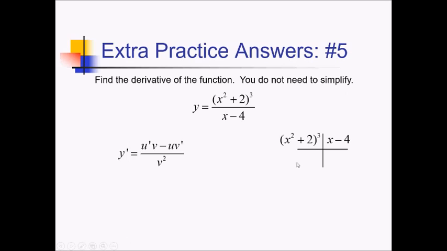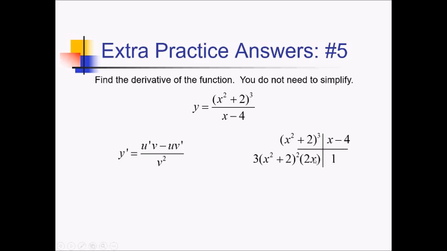Taking the derivatives of those, this first one is a chain rule. This is really a something to the third power situation. So that derivative is going to be 3 times the something squared, 3 times x squared plus 2 squared. And then we multiply by the derivative of the x squared plus 2, which is 2x. And over here, this one's a little bit easier. Derivative of x minus 4 is just going to be 1.